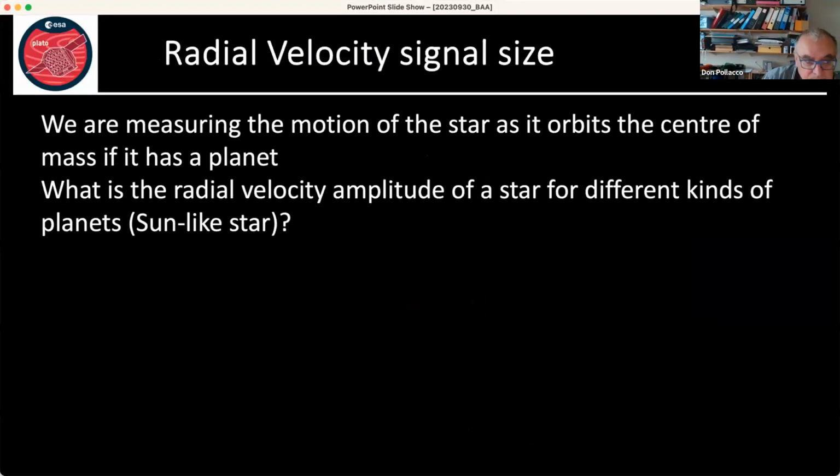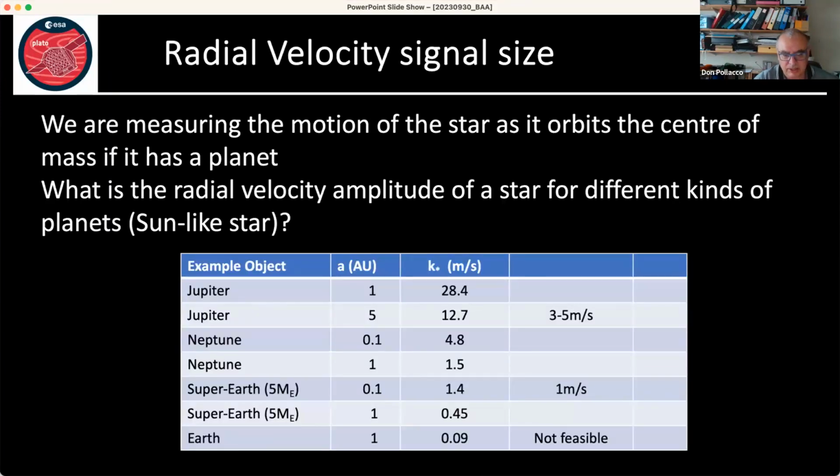So yeah, just to amplify that again, let's have a look at how big these signals really are. We're measuring the motion of the star, remember, as it orbits a center of mass, if it has a planet. Let's just see how big these signals are. So here's the answer, and these are now in meters per second. Just remember, the expansion of the universe is measured in thousands of kilometers per second, and now we're talking meters per second.